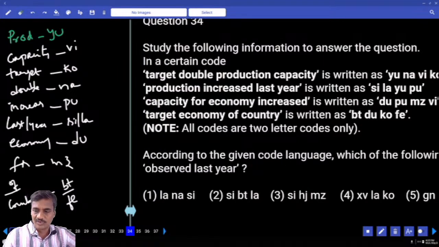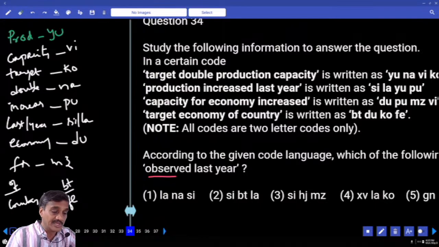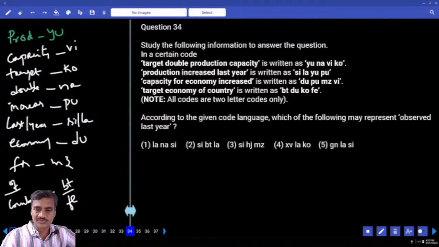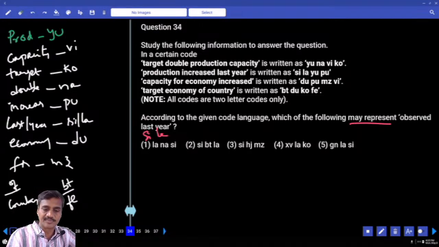In the given code, which of the following is observed last year? Now, observed and last year. Observed is nowhere given, and this is the reason why the question says "may represent". Which of the following may represent? May stands for possibility, isn't it? Then observed last year, last and year, SILA in any order.